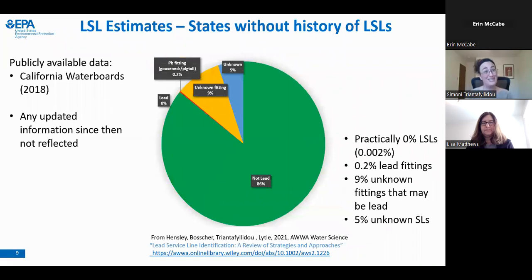If we now look at a different part of the country, this is California. So that's a state without a long history of lead service lines, where you can see that the situation differs quite a bit. The data here were publicly available from the state of California from 2018. And again, any updated information since then is not reflected. But practically, there were almost 0% lead service lines in the state of California, and a small percentage of lead fittings, and a small percent of unknowns in terms of fittings, meaning goosenecks or service lines.